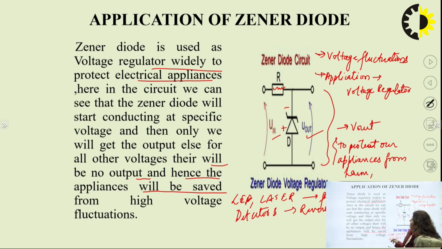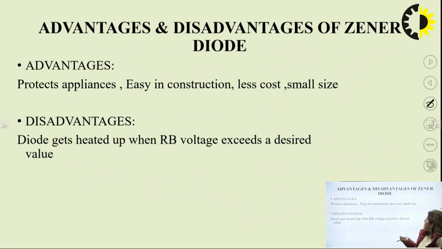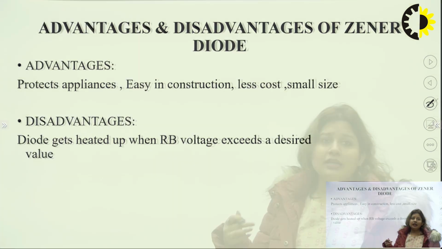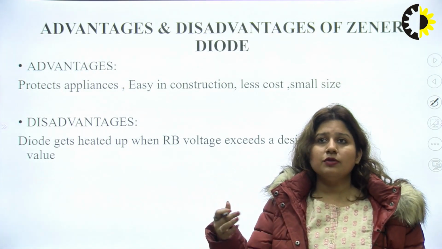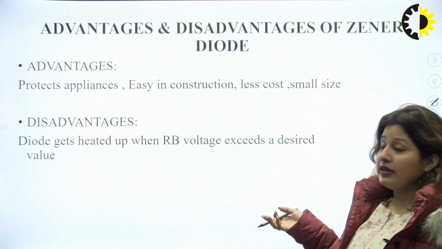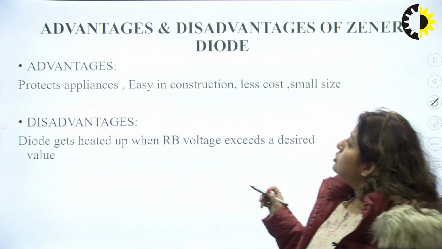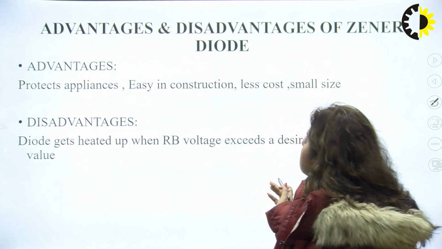So in this way we can see that there are numerous applications of the Zener diode, and we will see in the next lectures how things are going to be in the case of the MOSFET and FET, and how the Zener diode can help there also. So what are the advantages and disadvantages of the Zener diode?